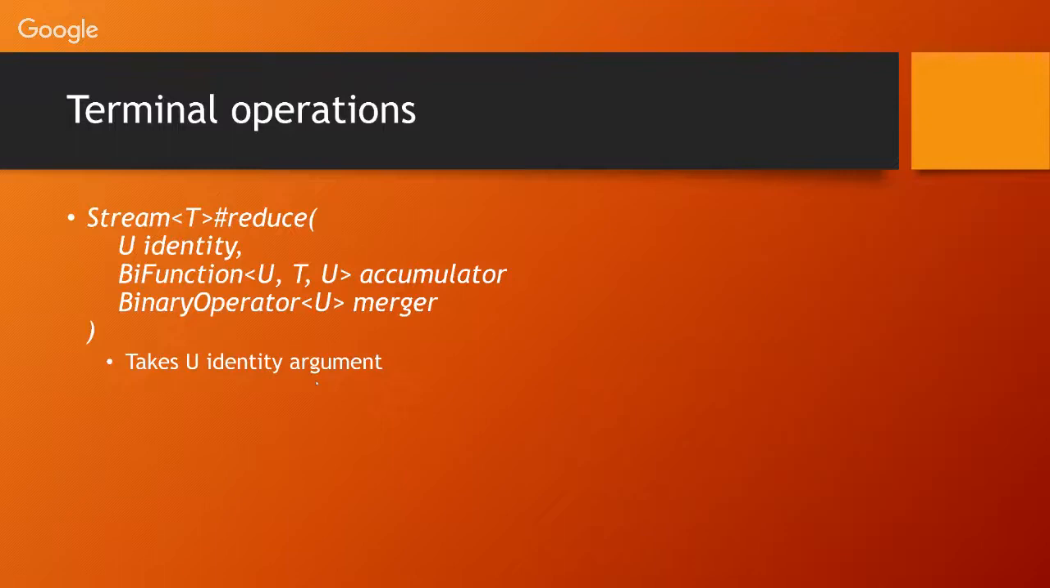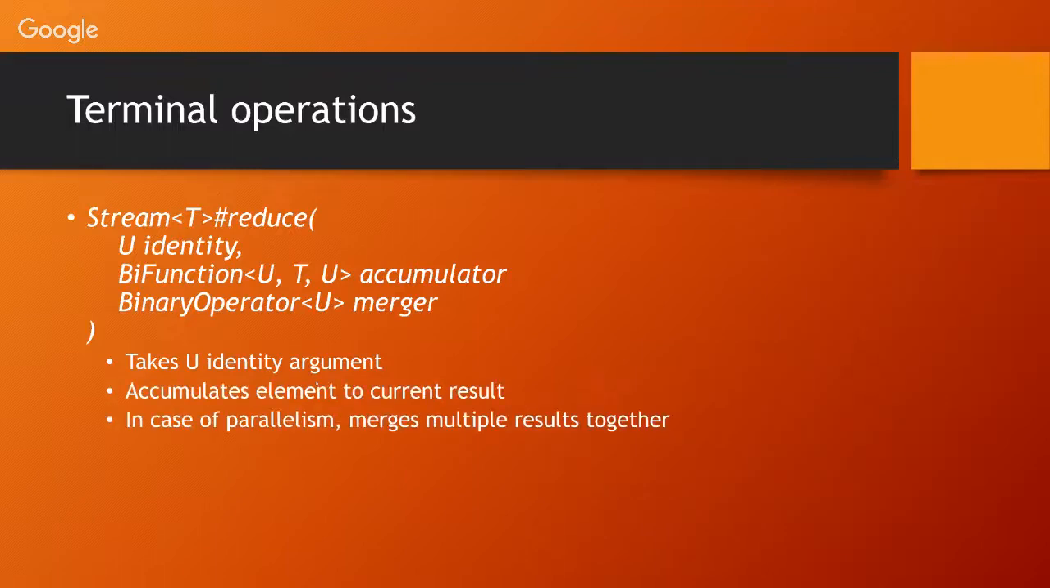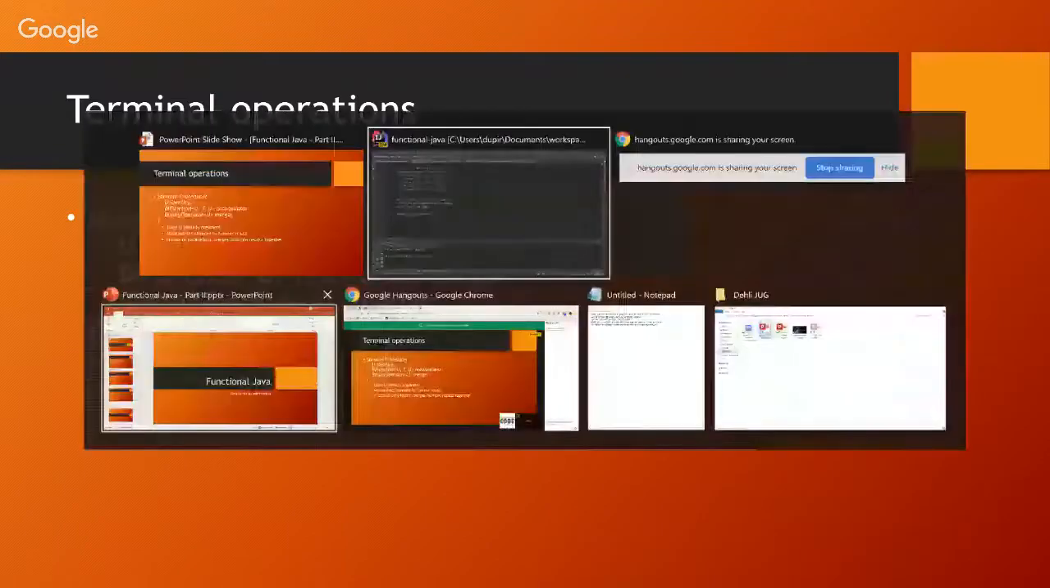And then we have a merger. The merger takes two parts of the result and merges them together. This is only useful for parallelism in case of a parallel stream, but we won't see that today. We just have to implement it, but it generally isn't complicated. So let's just see an example.